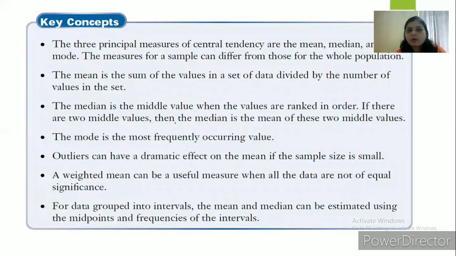Now the key concepts of all the measures of central tendency: mean, median, and mode. These are the outlines of all the measures of central tendency, their definitions, as well as their calculations with examples, and how to use and when to use, and which one is the best one. Okay. The weighted mean can be a useful measure when all the data are not equal in significance, and from grouped data intervals, the mean and median can be estimated using the midpoints and frequencies of the intervals.